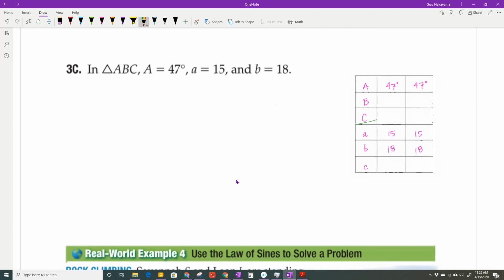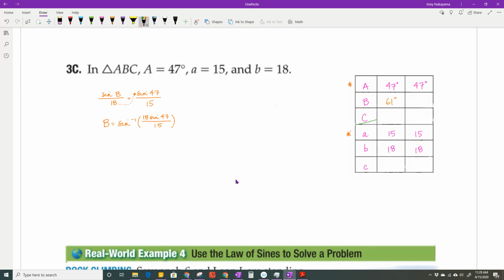So where is my pair? I have big A and little a. So I'm going to set up a proportion with that. I know little b, so I'm going to find big B, which means I'm going to put the angle on top. Sine of B over 18 equals sine of 47 over 15. Okay, so that means I'm going to move the 18 to the top and use the inverse sine function on my calculator. And when you punch that in, you get that B is 61.